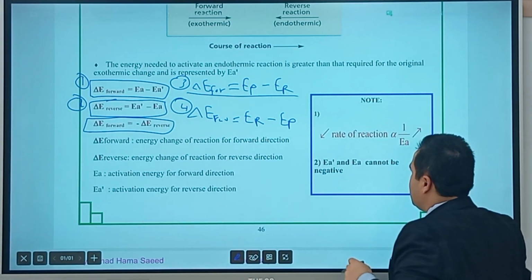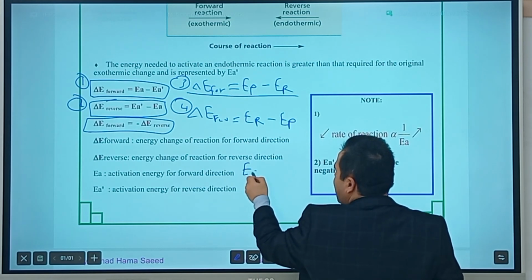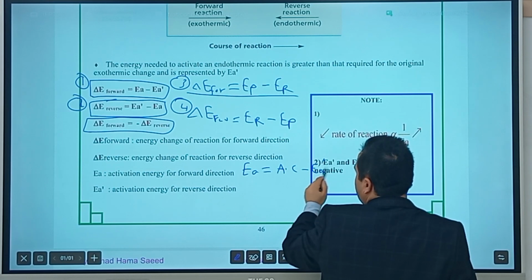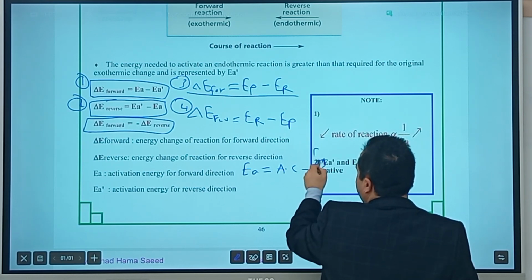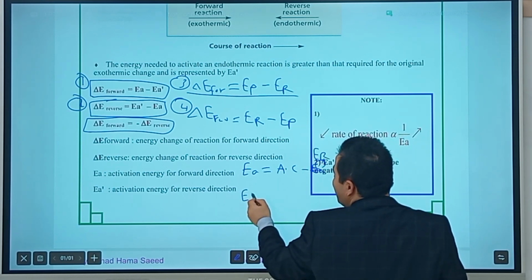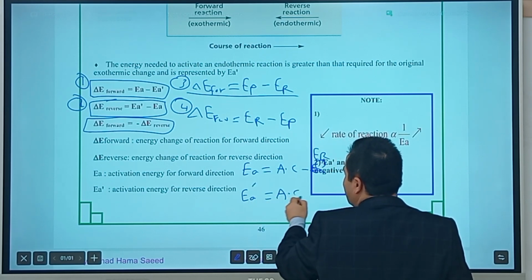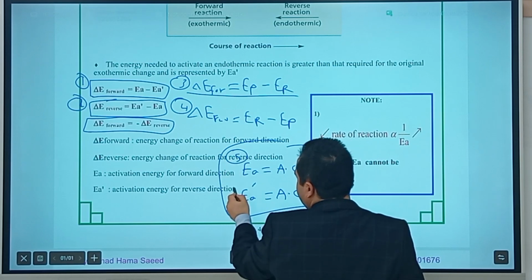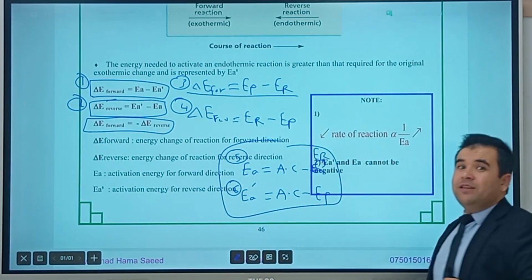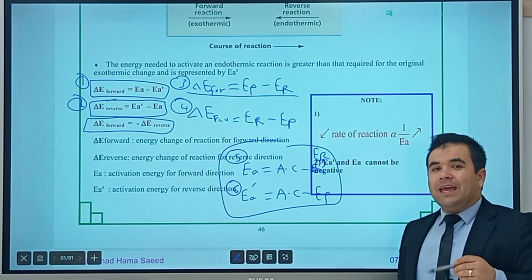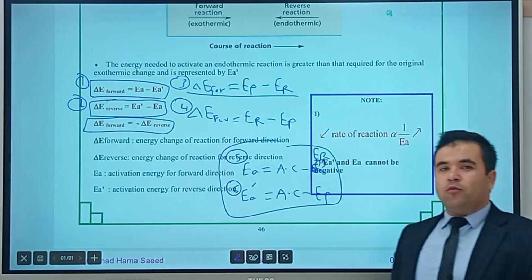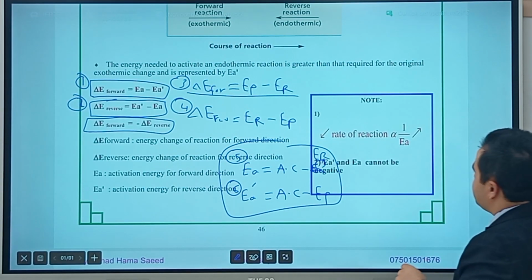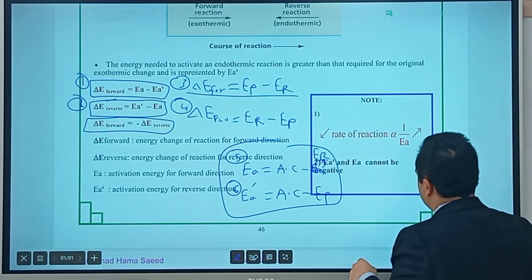And we mentioned the other two equations. EA equals AC minus E reactant. EA prime is equal to AC minus E product. These are the fifth and the sixth equations. So in this section, to solve for EA prime, delta E forward, and delta E reverse, we just use these equations in order to process the solutions of the questions.